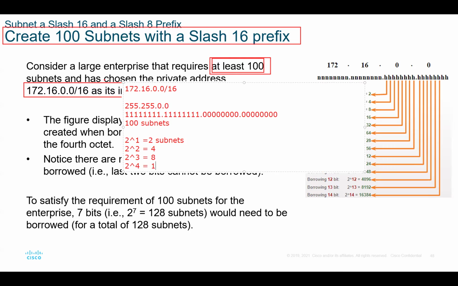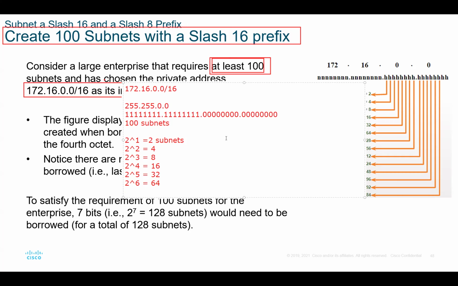This one is 16 or something. Then 2 raised to power 5, which should give us, I think, 32. Still not enough. Then 2 raised to power 6, this one gives us, I think, 64.